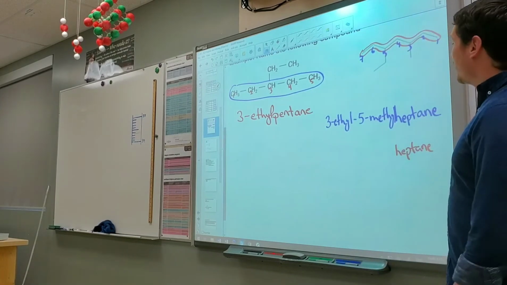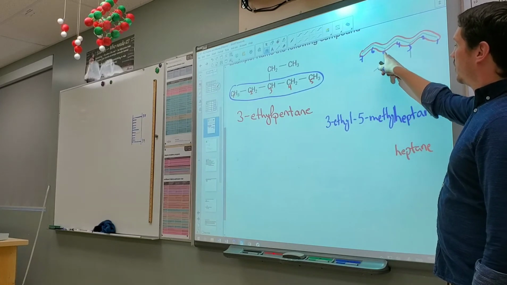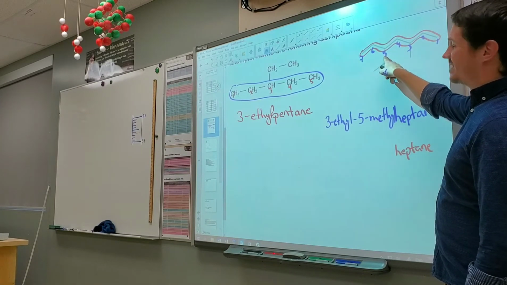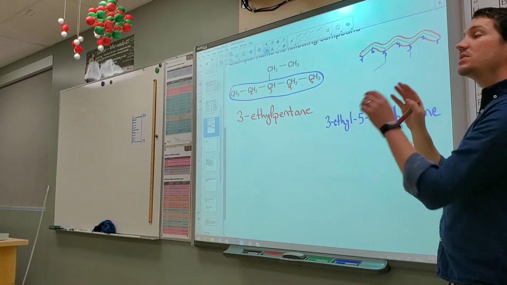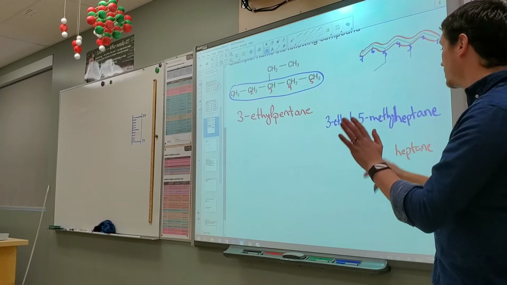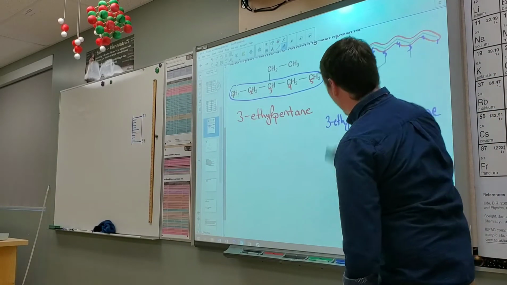Now, where is my ethyl group? What is it attached to? 3. This time, it's attached to the 5. In the previous way, just stick with me for a second. I know this is tough. Okay. So this is a 5 ethyl group.